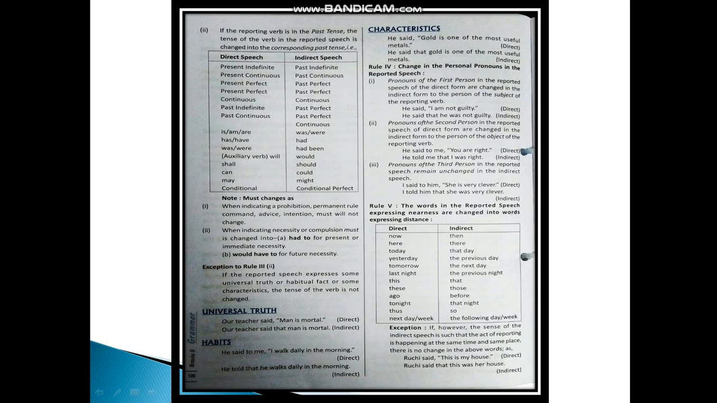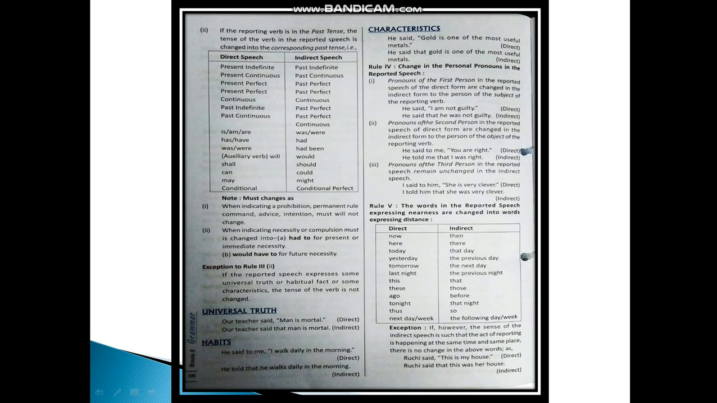And second is when indicating necessity or compulsion, must is changed into had to for present or immediate necessity, and would have to for future necessity. So if we are treating must as a compulsion or necessity in the sentence, then if it is used for present or immediate necessity, use had to, and if it is future necessity then would have to. Okay, so keep this thing in mind.